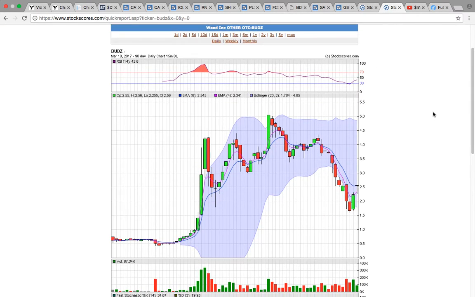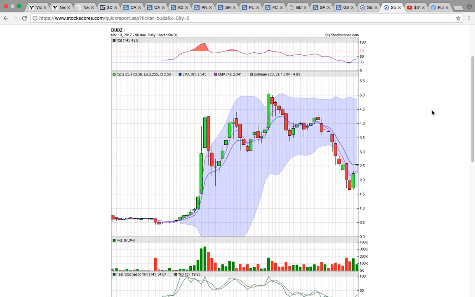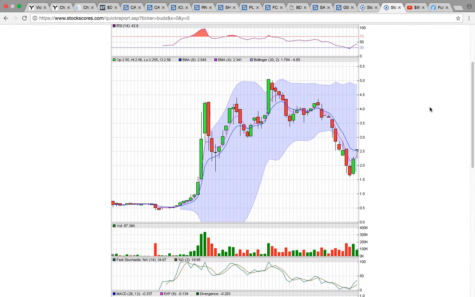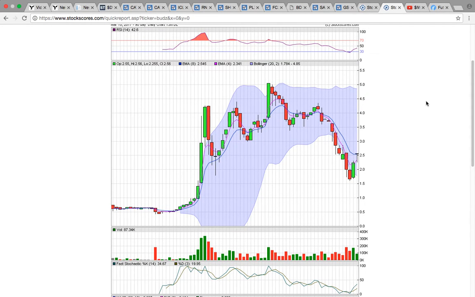And then another one, we mentioned BUDZ, a marijuana sector stock, last night. This is another thinly traded play. The sector has been under big pressure. There's just been comment after comment about federal crackdown on the sector. So the stocks have been taking a beating. This is another one of those that pulled back hard.